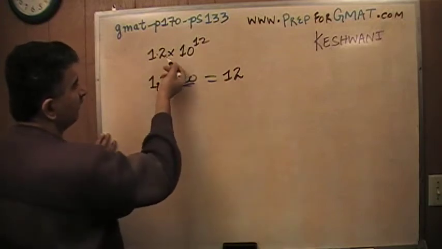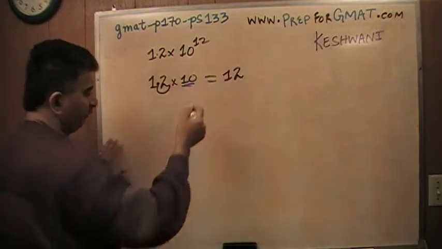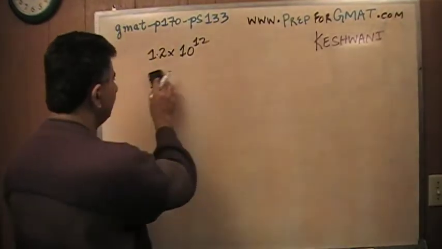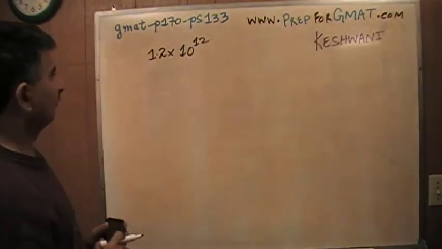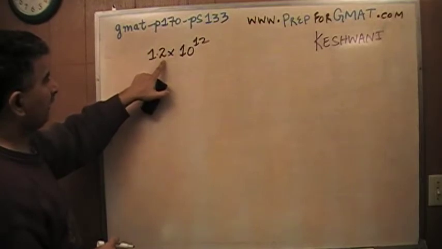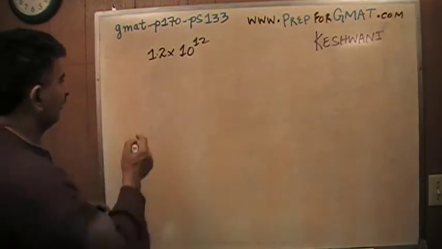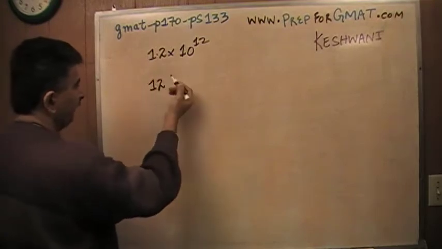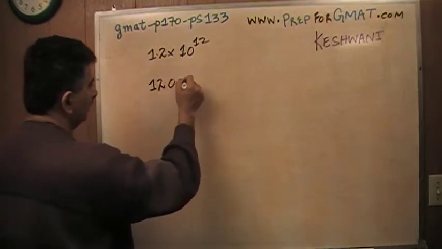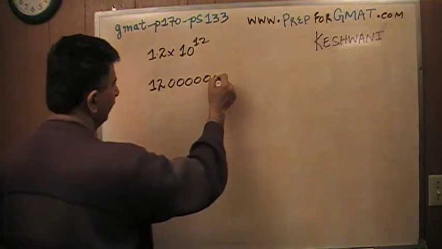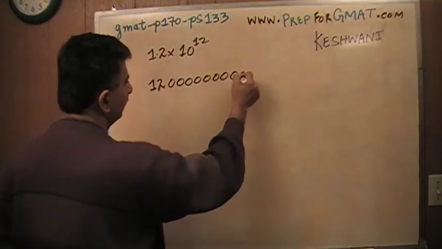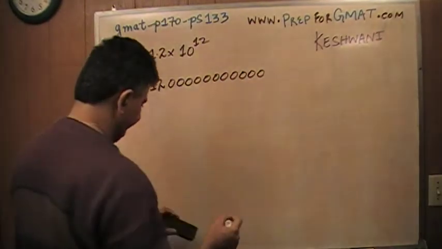We're going to do the same thing here. We're going to move the decimal place 12 places. And by the time we do that, we end up with 11 zeros, because the first 10 just moves the decimal place to make it 12. So we have 12 and then 11 zeros. 1, 2, 3, 4, 5, 6, 7, 8, 9, 10, and 11.